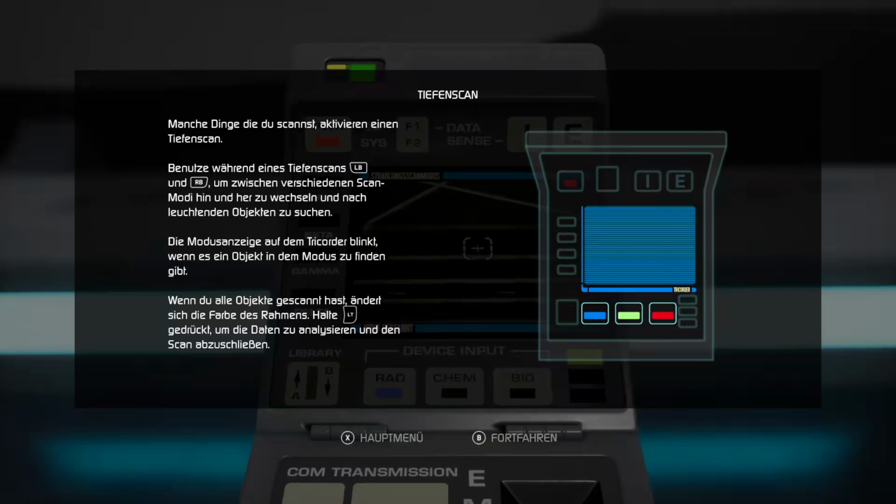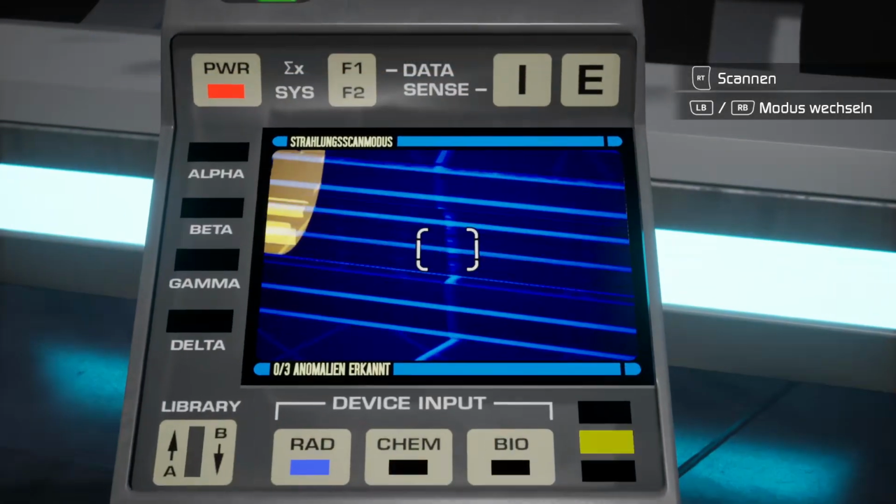Manche Dinge, die du scannst, aktivieren einen Tiefenscan. Benutze während eines Tiefenscans LB und RB, um zwischen verschiedenen Scan-Modi hin und her zu wechseln und nach leuchtenden Objekten zu suchen. Die Modusanzeige auf dem Rekorder blinkt, wenn es ein Objekt mit dem Modus zu finden gibt. Wenn du alle Objekte gescannt hast, ändert sich die Farbe des Rahmens. Halte LT gedrückt, um die Daten zu analysieren und den Scan abzuschließen.